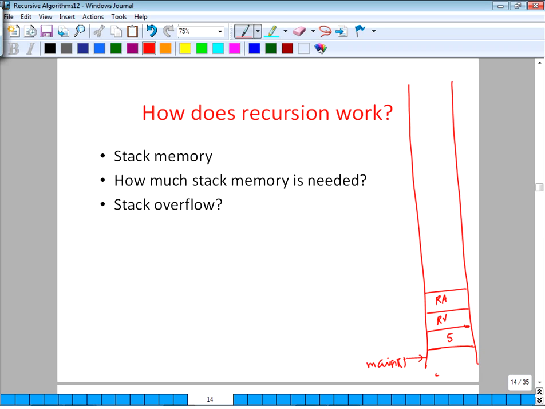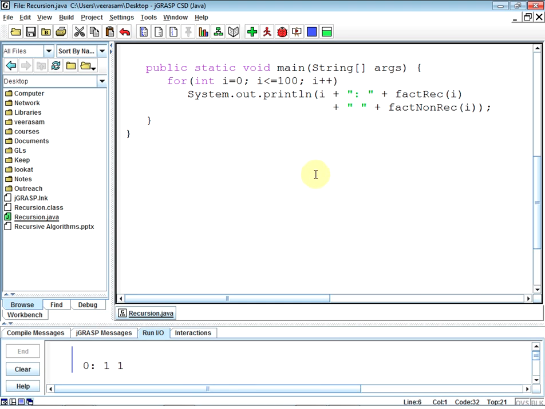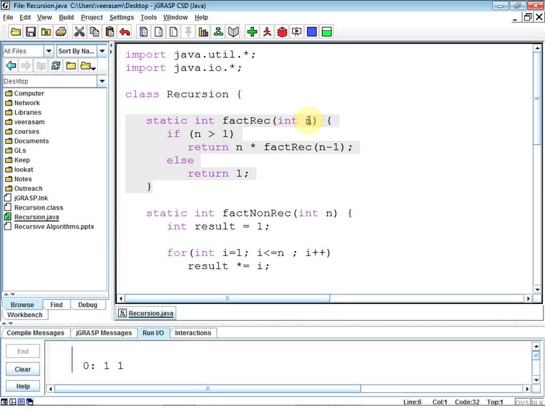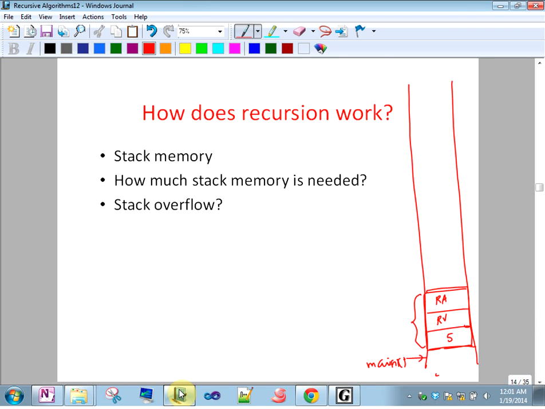So when you go into the factorial function, this is the stack frame for factorial. This is what will build up every time you invoke it. Now we are inside the factorial code. If 5 comes in, 5 is greater than 1, so return n times factorial of 4. That's how it will be, and that will be one more stack frame.